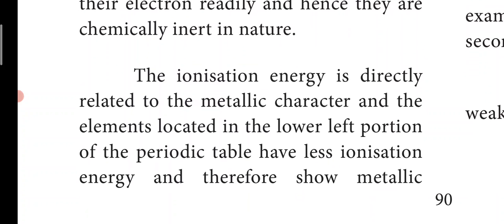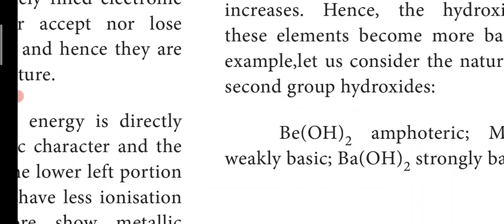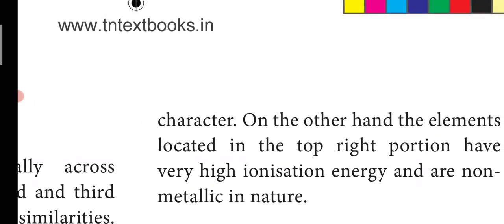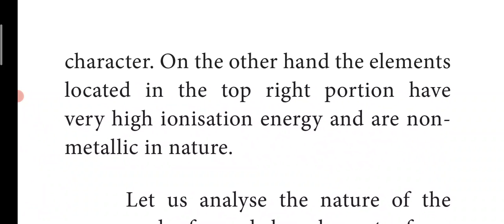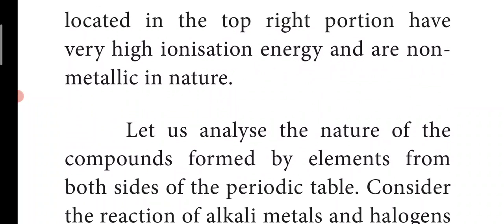So the ionization energy is directly related to the metallic character, and the elements located in the lower left portion of the periodic table have less ionization energy and therefore show metallic character. So looking left to right, in the lower left, that is in the alkali and alkaline earth metals, they exhibit highly metallic nature. On the other hand, the top right portion has very high ionization energy. Looking at the p block elements there, they show non-metallic character.